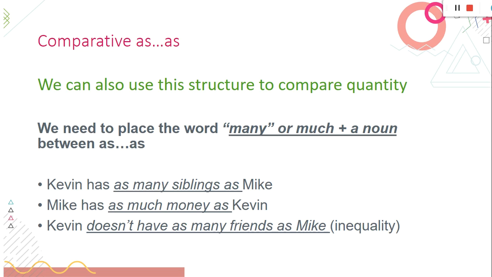Kevin has as much money as Mike. Now, we're talking about the quantity of money. They have the same quantity of money. And I used the word much because the noun money is an uncountable noun. And I can also make it in a negative form. Kevin doesn't have as many friends as Mike. Again, we're talking about inequality. They don't have the same number of friends.